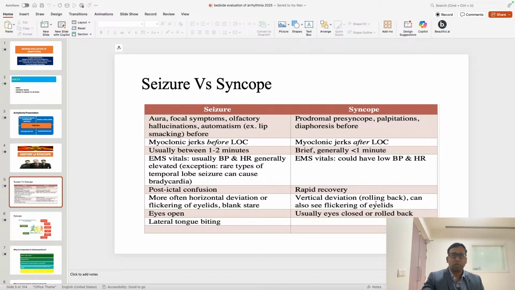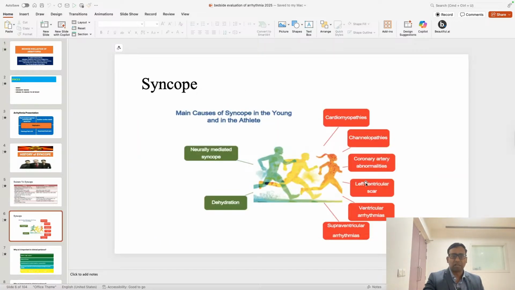Seizure versus syncope, I will not go into much detail because this is a total clinical discussion not related to the ECG. Whenever syncope is happening in a particular scenario, such as dehydration or psychological stress, then it is vasovagally mediated. In that scenario, the history is enough to make the conclusion. But the patient can have cardiomyopathy, or channelopathies, coronary anomalies, left ventricular hypertrophy, scar, arrhythmias. These may present with syncope also.